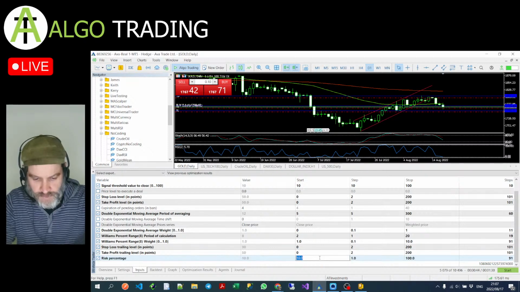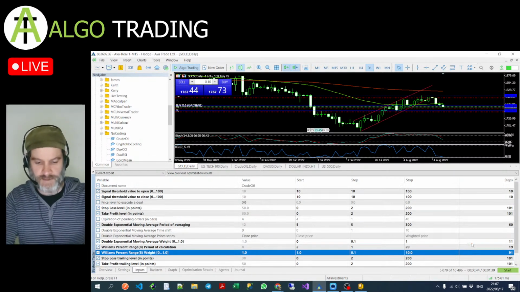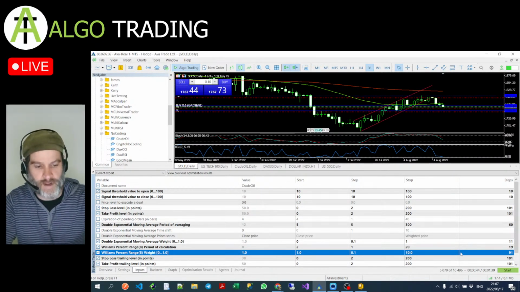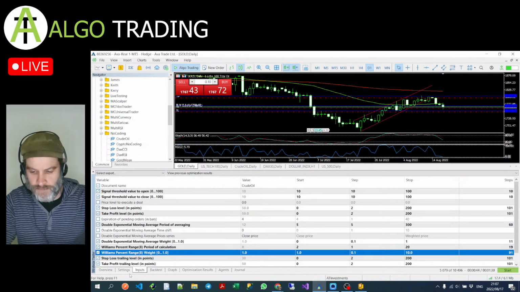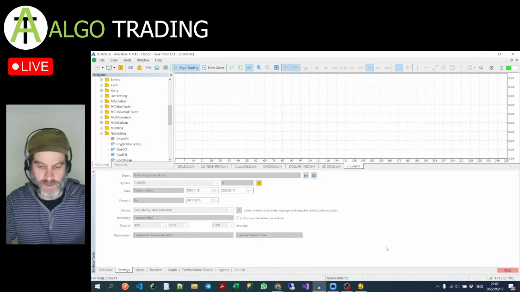And risk, we'll start at a 1% risk. We'll go up at 1 and we'll go to 5. Okay, so there's our optimization settings. Now we're just going to run it. So we're going to run it on 1 hour chart. Starting capital of 5,000. Let's see what we get.